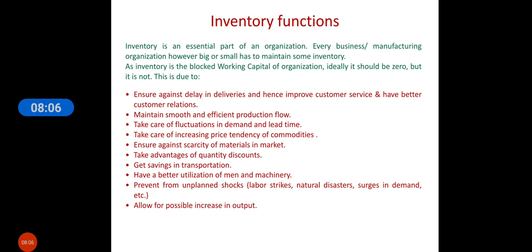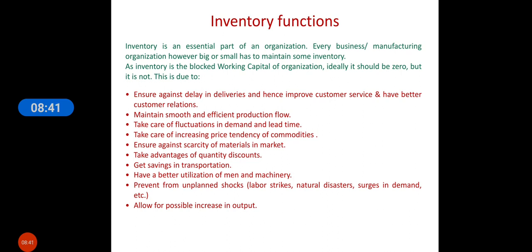Why? Because of certain reasons. It ensures against delay in delivery, improves customer service and builds a better customer relation, maintains a smooth and efficient production flow, takes care of fluctuation in demand and lead time, takes care of the increasing price tendency of commodities, and ensures against scarcity of material in the market. Because when there is scarcity or price fluctuation, if you have inventory, it will help you.